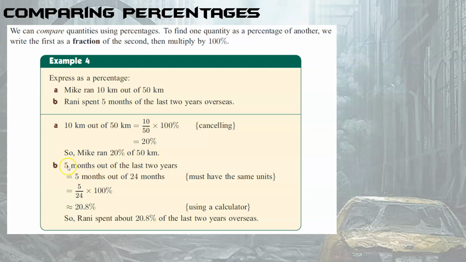In the next one, we're talking 5 months out of the last 2 years. So if we want to go to months, because remember we want the same unit, I can't do months and years. So I need to go 2 years is 24 months, 5 out of 24 months, times by 100%, I get my 20.8% approximately. So this was done with a calculator because it's not exact.